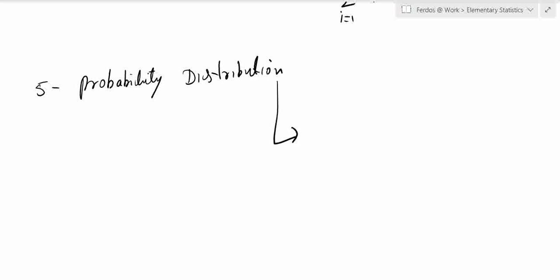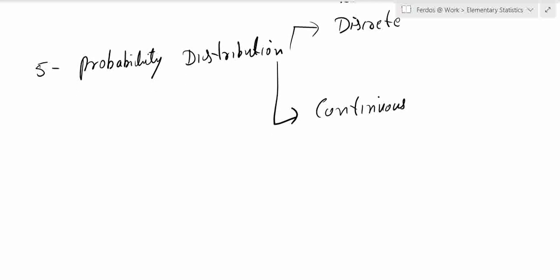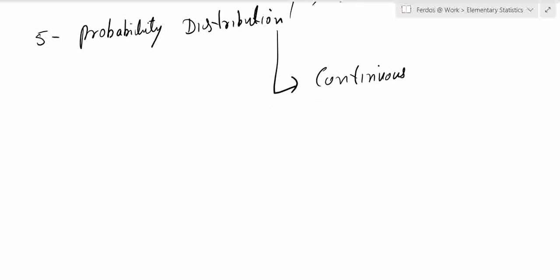There are two types of probability distribution in this course: discrete and continuous. If the random variable is discrete, then we say this variable follows a discrete distribution, and if the random variable is continuous, then we say it follows a continuous distribution. In your course, there are two types of discrete distribution and two types of continuous distribution. So let me explain discrete distribution and continuous distribution.